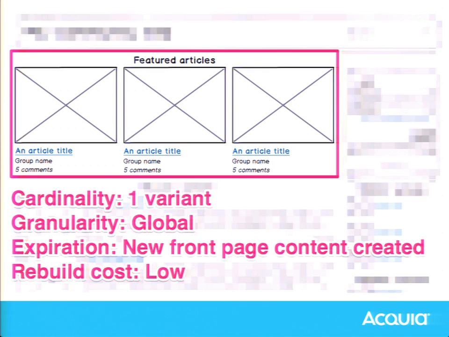The granularity is global. And it expires, so we need to rebuild this block whenever new content is created that's flagged as going to the home page or the front page. And based on a small assumption, we're just going to assume this block is fairly low cost to build because we know that all we have to do is ask Drupal for the most recently created featured content.